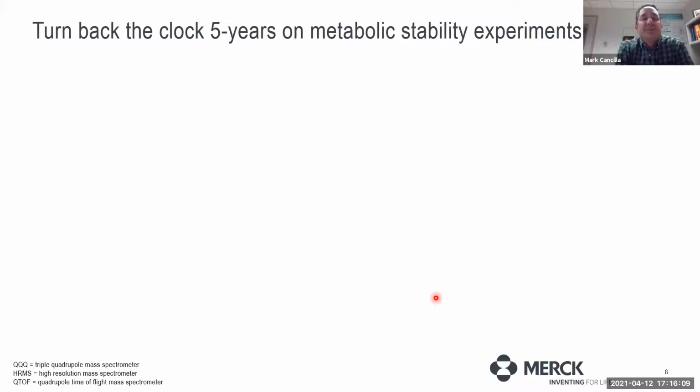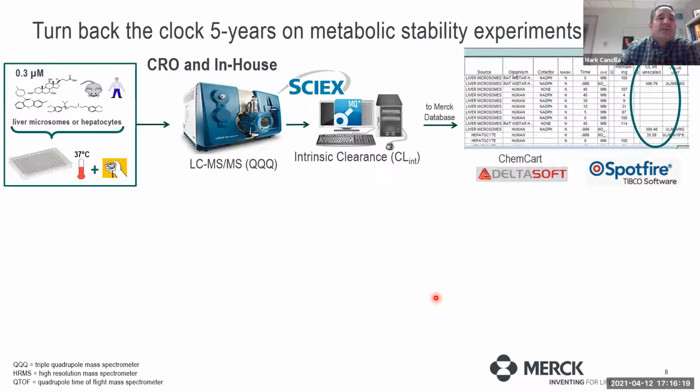All right, so let's step back a little bit. Let's turn the clock back 5 years on the metabolic stability assay experiments that we're conducting within Merck. So we used to do, or sorry, we still do our incubations at 0.3 micromolar. So small molecule incubations here, and various species, in vitro incubations, set time, temperature, multiple time points. And then these were all run on a triple quad, whether that was in-house or out at a CRO. And then all that data was processed to get the quantitative intrinsic clearance values from the triple quad data using MultiQuant, I believe.